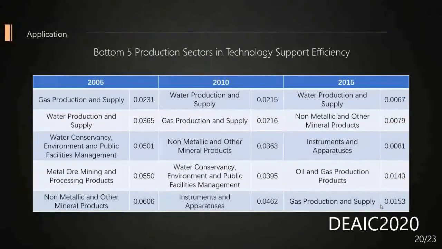We could find that, such as the gas production and supply sector has appeared in the earlier years, and the water production is the same, and some other production sectors. Look at it. In 2005, the bottom five production sectors are gas production and supply, water production and supply, water conservancy, environment and public facility management, metal ore mining and processing products, non-metallic and other mineral products. The lowest efficiency value is 0.0231.